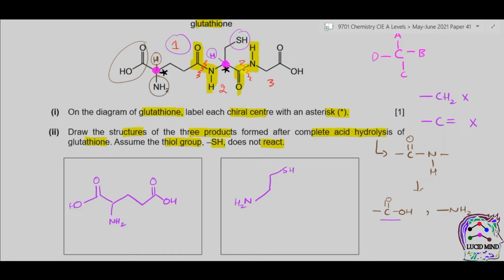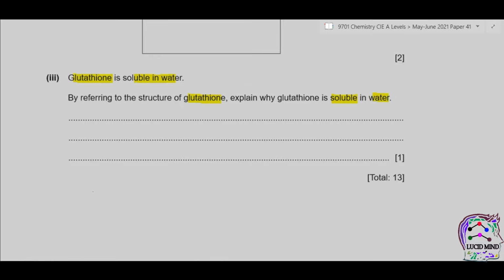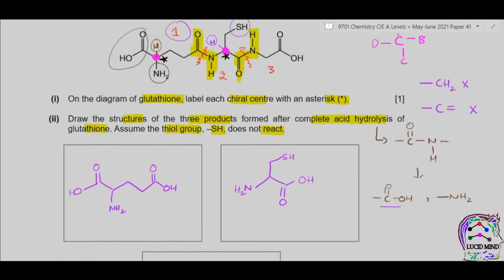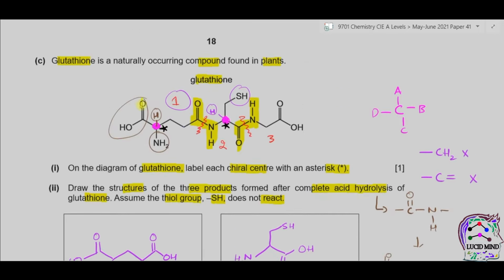Part 3, glutathione is soluble in water. By referring to the structure of glutathione, explain why it is soluble in water. We can see in the structure, we have C double bond OH group on one side, we have C double bond OH group on the other side. We also have NH2 group present. So therefore these groups can form hydrogen bonding with water, and carboxylic acid can also dissolve in water.